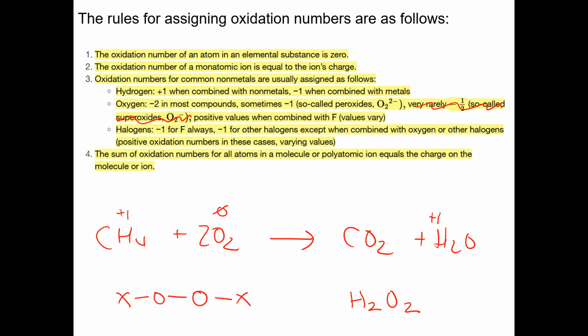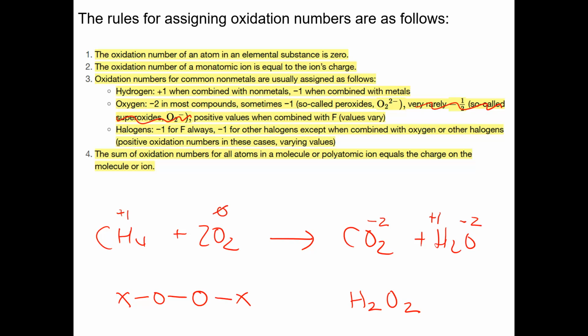So let's have a look at our equation here and see if we can see any oxygen in compounds. There's two cases, the CO2 and the water, and neither of them are hydrogen peroxide and neither of them contain fluorine. So oxygen in each case here is going to be -2.